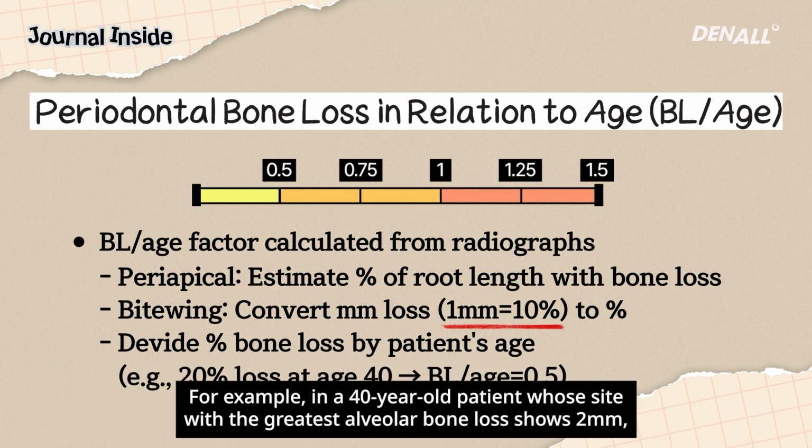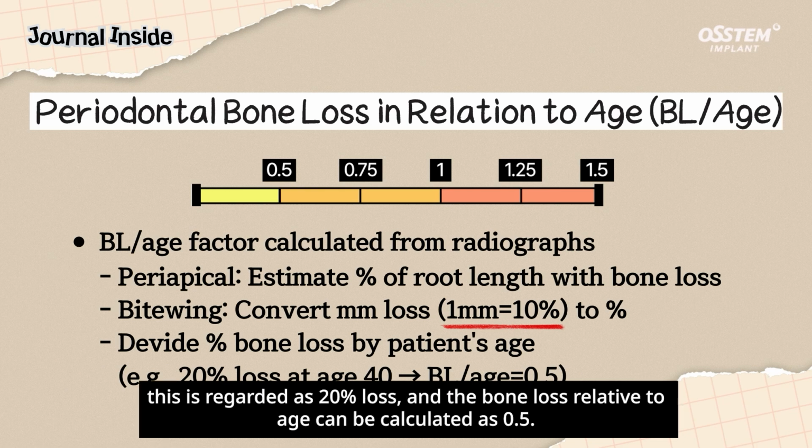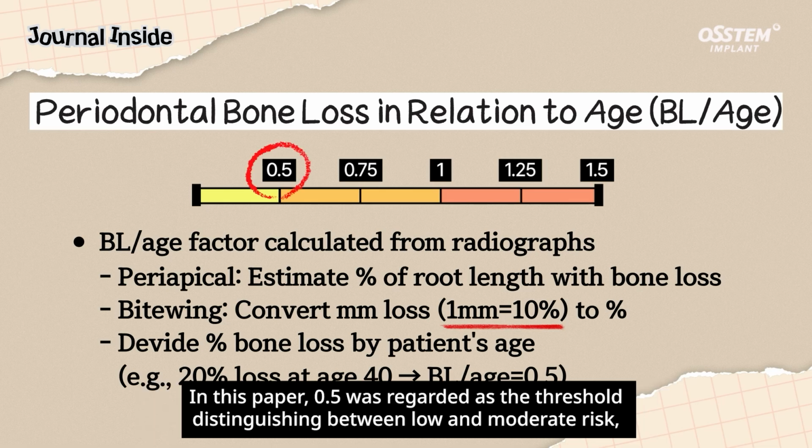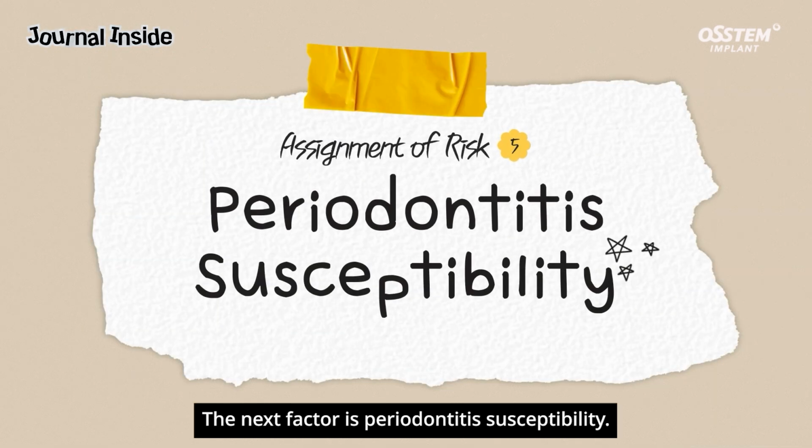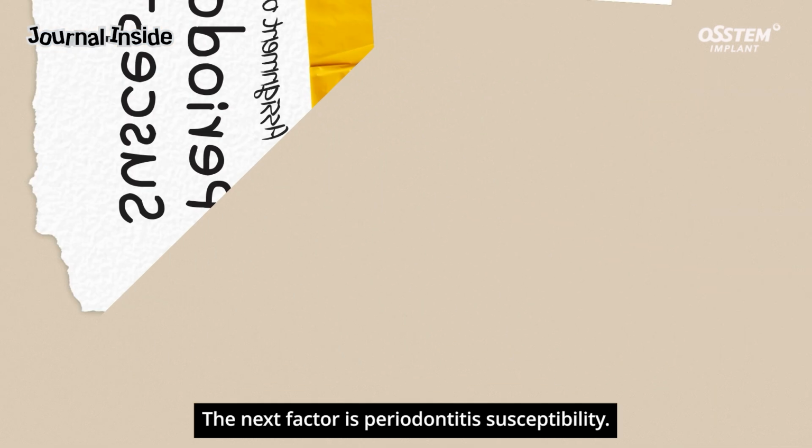For example, in a 40-year-old patient whose site with the greatest alveolar bone loss shows 2 millimeters, this is regarded as 20% loss, and the bone loss relative to age can be calculated as 0.5. In this paper, 0.5 was regarded as the threshold distinguishing between low and moderate risk, as well as the cutoff value for high risk. The next factor is periodontitis susceptibility.